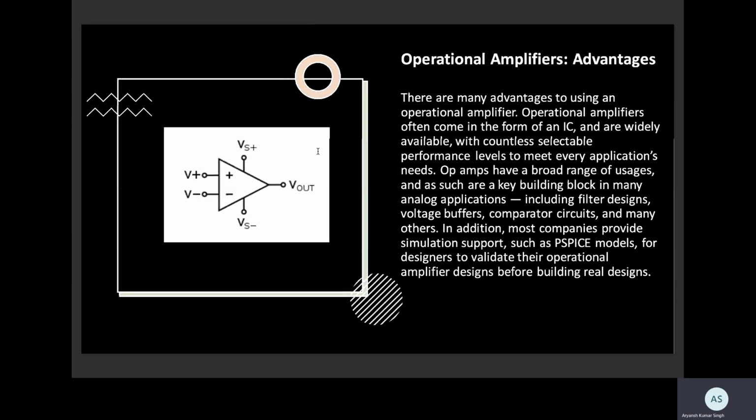At last, I would like to discuss the advantages of operational amplifiers. There are many advantages to using an operational amplifier. Operational amplifiers often come in the form of an IC and are widely available with countless selectable performance levels to meet every application's needs. Op-amps have a broad range of usages and as such are a key building block in many analog applications, including filter designs, voltage buffers, comparator circuits, and many others.